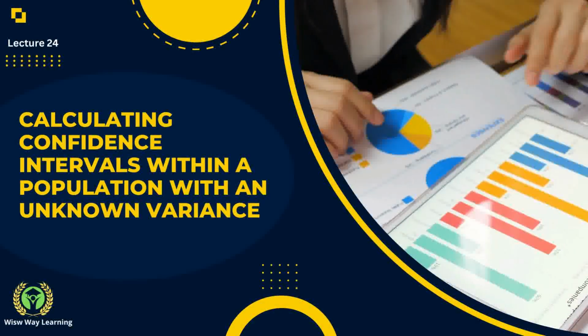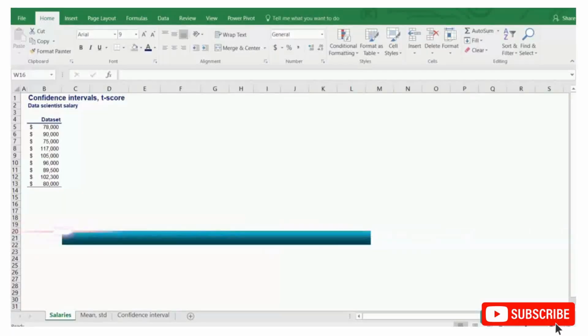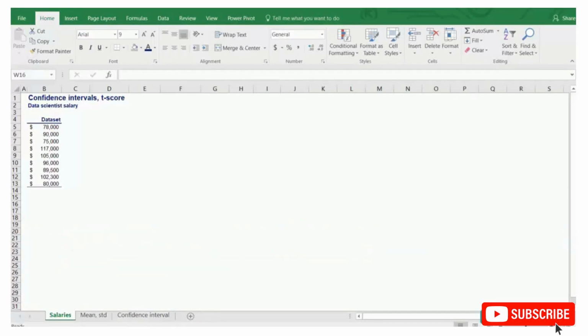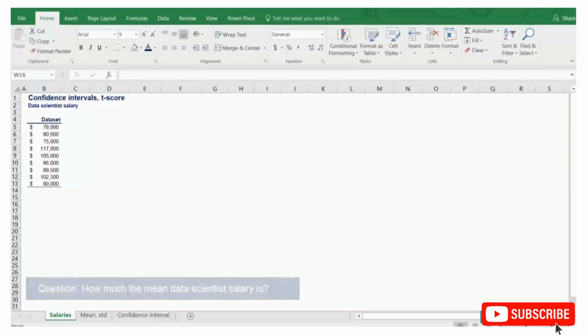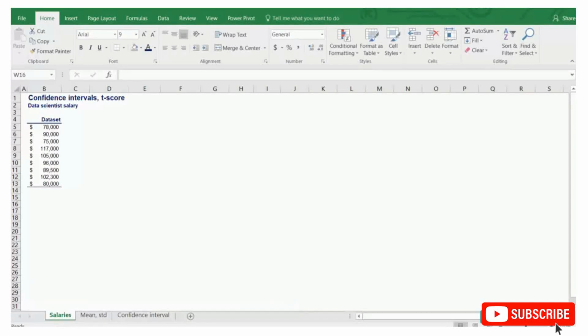Lecture 24, Calculating Confidence Intervals Within a Population with an Unknown Variance. Alright, so we've learned that confidence intervals based on small samples from normally distributed populations are calculated with the t-statistic. Let's revisit the example we saw earlier. You are an aspiring data scientist and are wondering how much the mean data scientist salary is. You have a sample of 9 compensations you found on Glassdoor, and you have summarized the information in the following table.